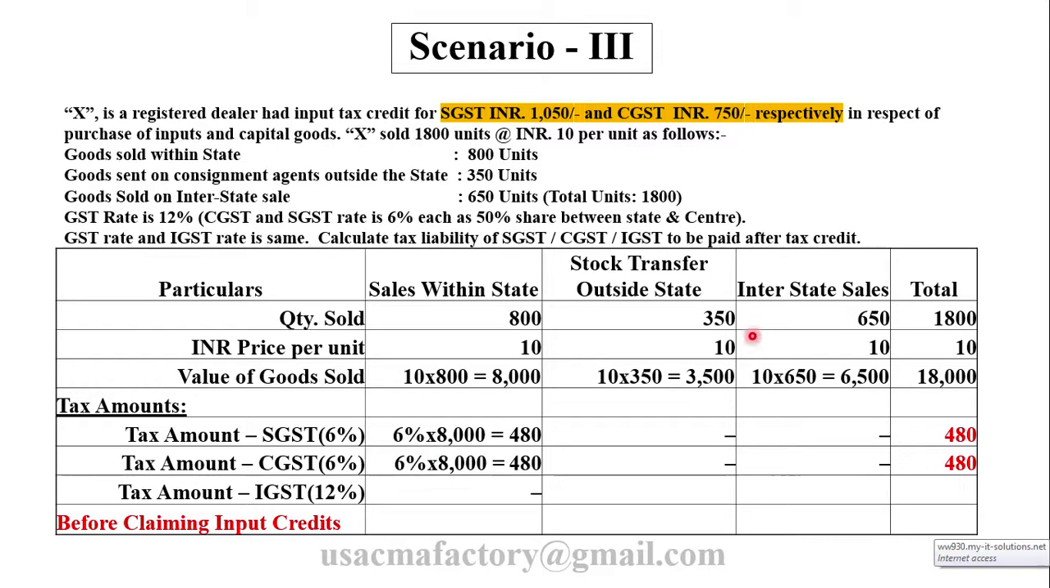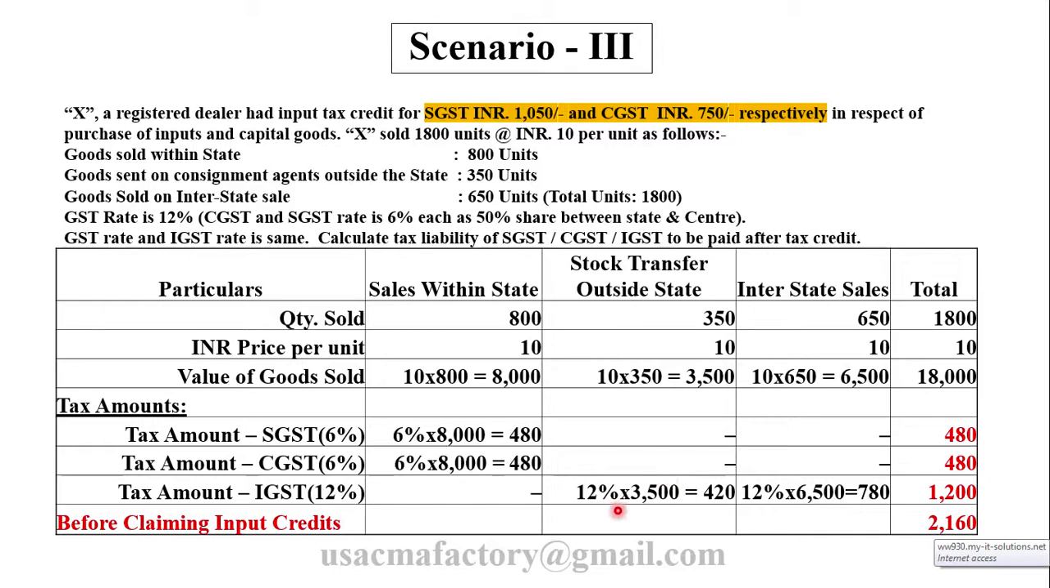Now let us go to consignment sale and interstate sale. Consignment and interstate sales are both the same, because this is going to be an outside state. That means two states are involved here, and here also two states are involved. See, 12% of 3,500 equals 420, and 12% of 6,500 equals 780. So this tax, 420 plus 780, together is 1,200.